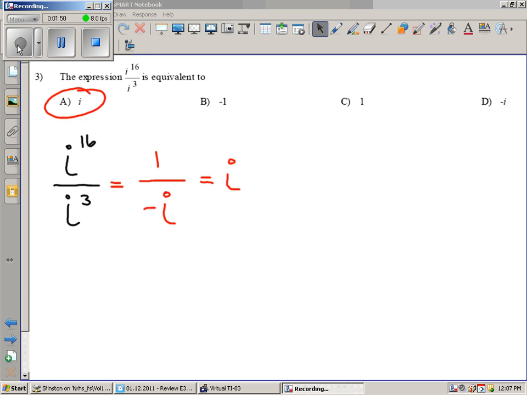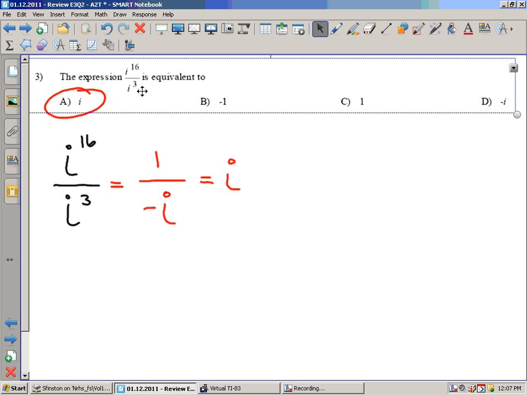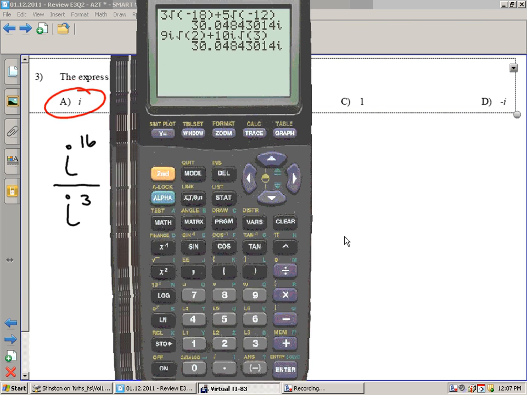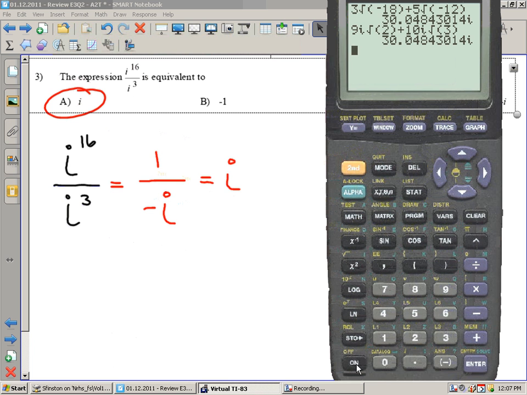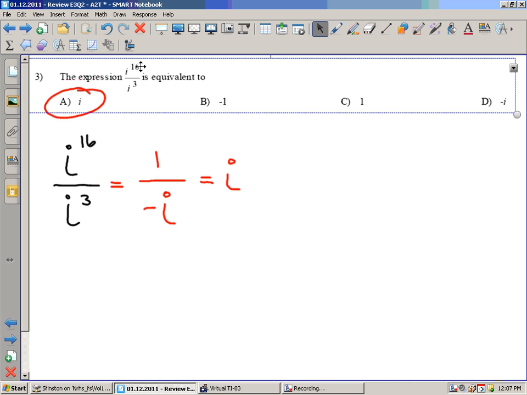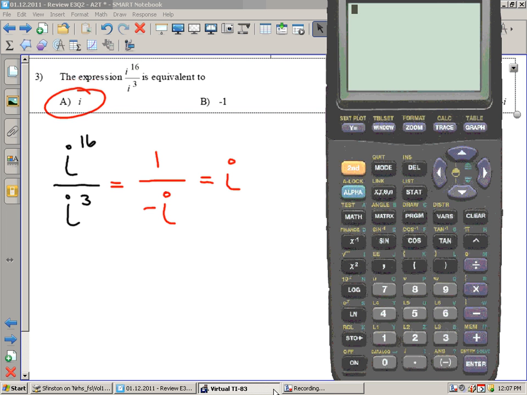So now we're on question number 3. Question number 3, you have i to the 16th divided by i to the 3rd. Lots of questions have been asked about this. When do you use the i part in your calculator? You use the i part in your calculator when the number in the exponent is really high. And that's because anything past i to the 7th produces a random answer.